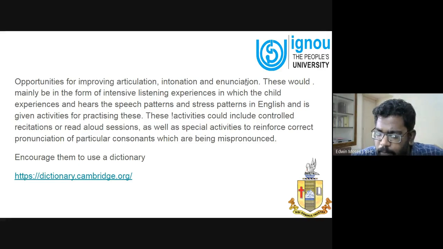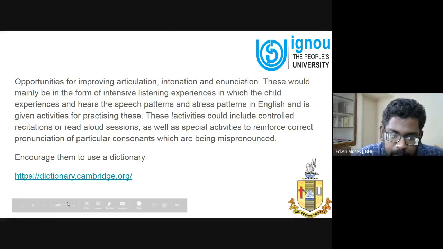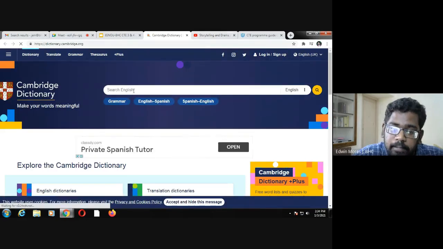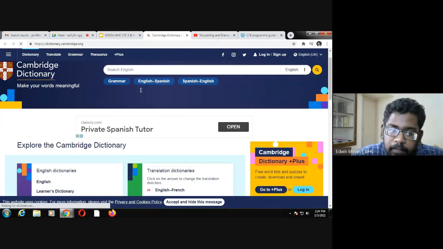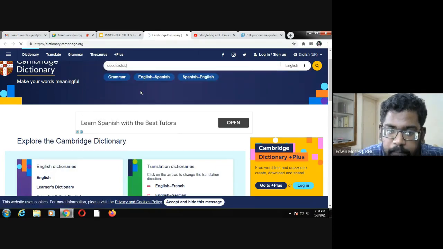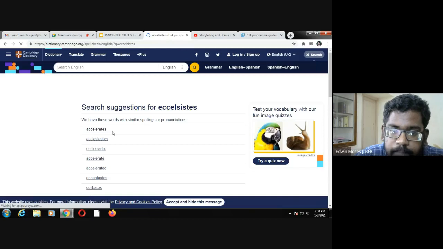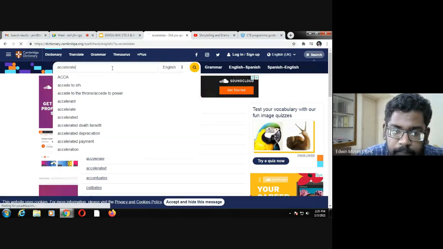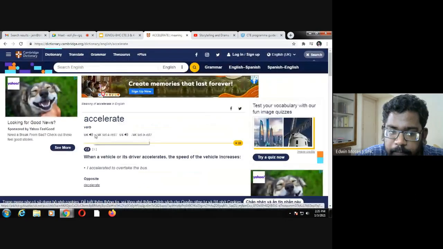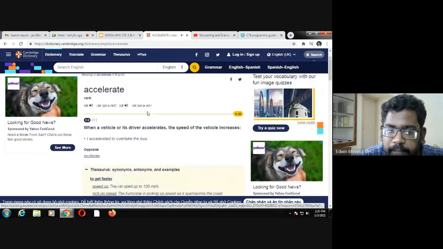So also encourage your students to use a dictionary. At least they should learn 10 new words every day. So this is an online dictionary, Cambridge online dictionary, right? If you just type a word, it will give you, for example, accelerate, right? Vehicle is driven, accelerated. You have accelerate. UK pronunciation. Accelerate. US pronunciation, right?